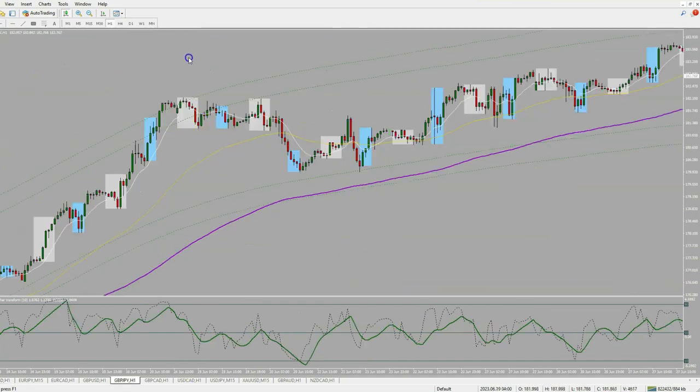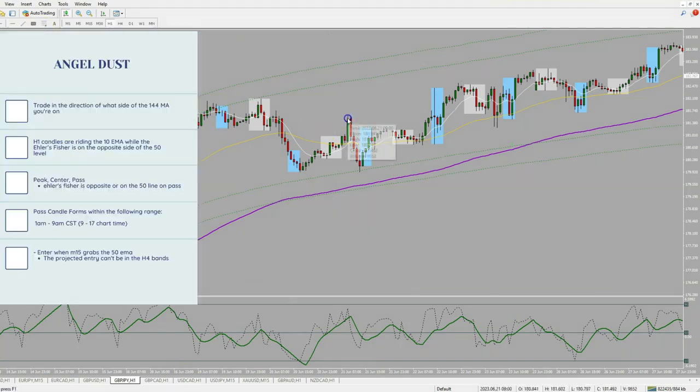Here we are on the GBP JPY. You have price coasting along the 10 EMA here. As it's coasting along the 10 EMA, you have the Elish Fisher dip down below the 50 level. Cool. You have price making a peak. I don't really like this as a peak because it's just really curvy, but it can still work. In this situation I would use this as a peak, and it just does a bunch of curving.